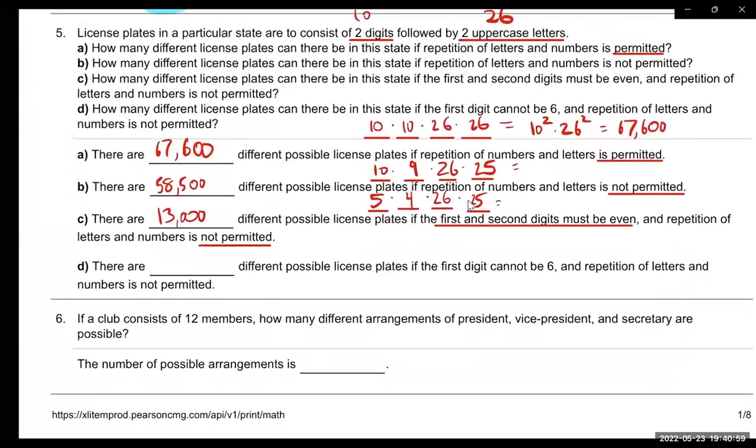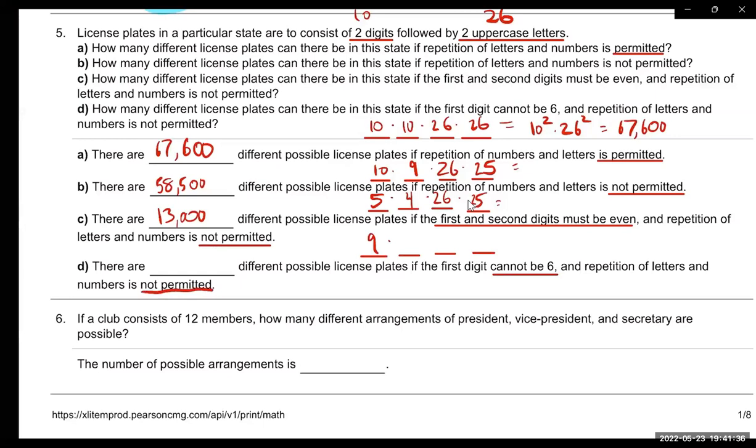All right. There are blank different possible license plates if the first digit cannot be 6 and repetition of letters and numbers is not permitted. All right, so the first one cannot be 6. There's 10 possibilities, but if you remove 6, now there's only 9 possibilities.